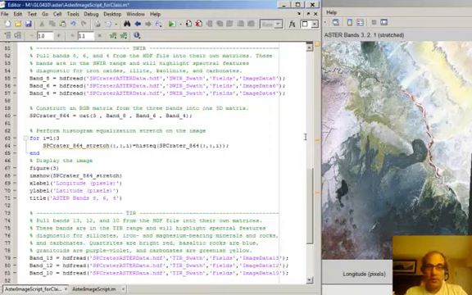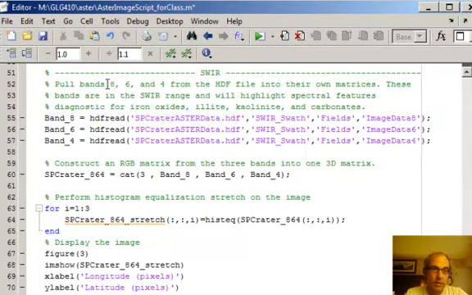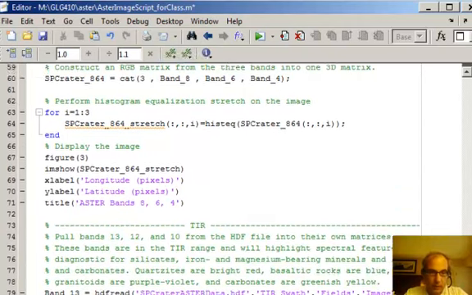Okay, so now we've looked at getting the images loaded and stretched, and so let's do two more. So this is the next batch. Here is the shortwave infrared. This pulls bands 8, 6, and 4 from the HDF file, and then makes the matrix as before, does the histogram equalization, and makes an image in figure 3, or displays it.